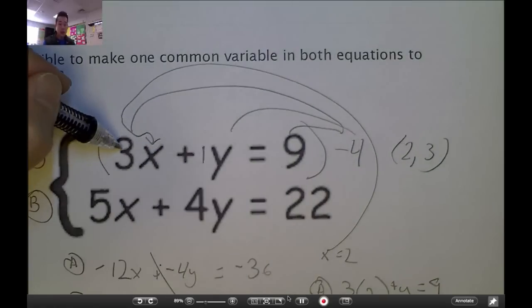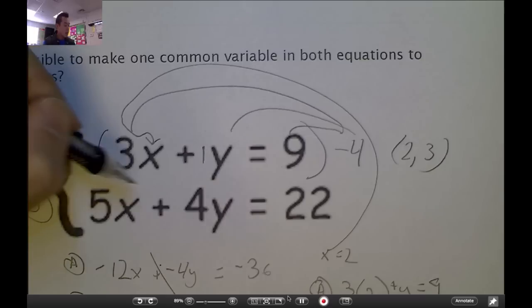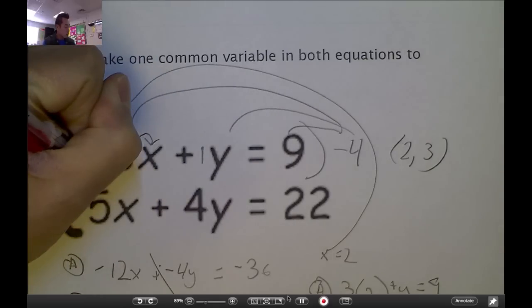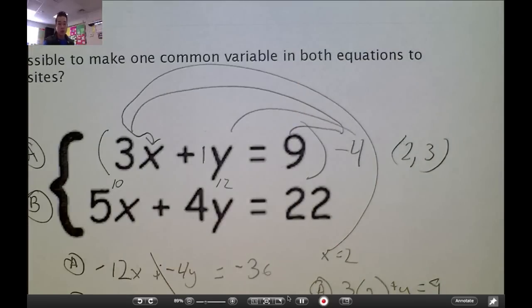So I'll quickly check. 3 times 2 is 6 plus 3 is 9. 5 times 2 is 10. 4 times 3 is 12. That equals 22. So it works.